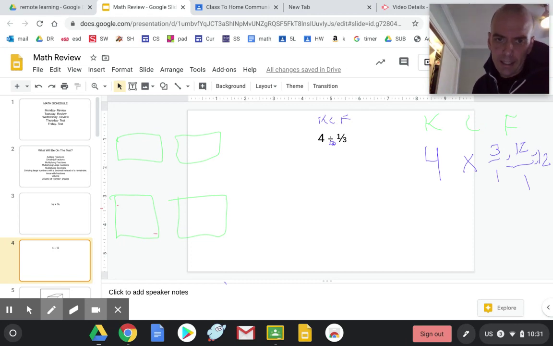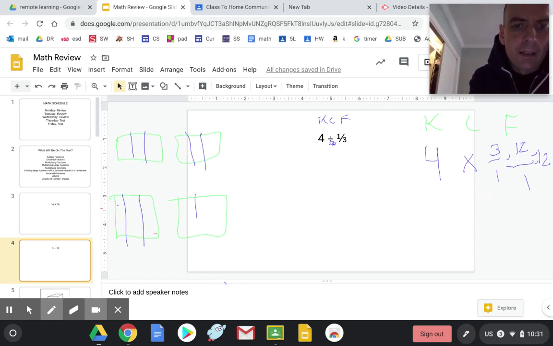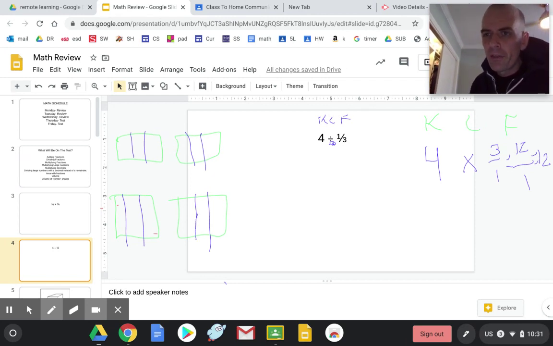The picture way is you draw 4 wholes, and you think of it as Miss Yiser has 4 pounds of clay, but she's not going to give each kid a pound, right? She has these 4 pounds, she's going to split each pound into thirds. So she splits this pound into thirds, this pound into thirds, this pound into thirds, this pound into thirds.